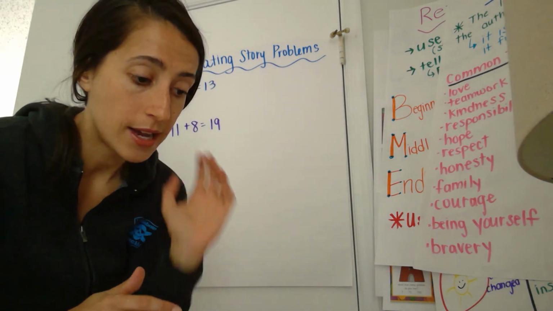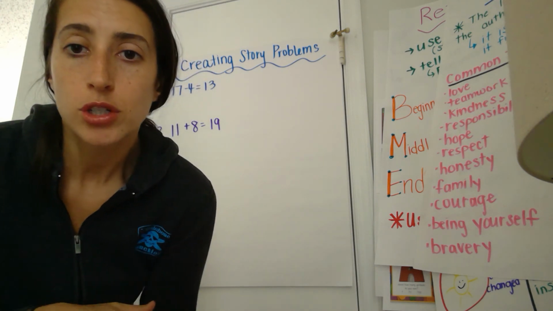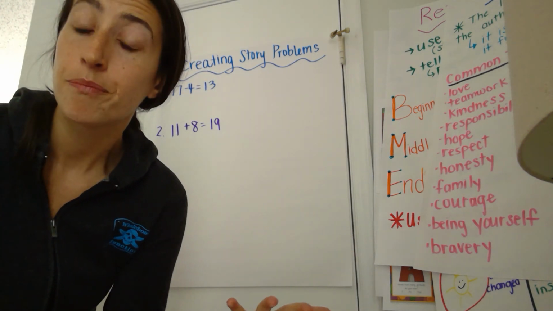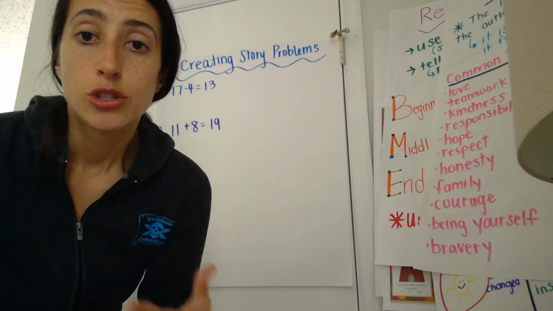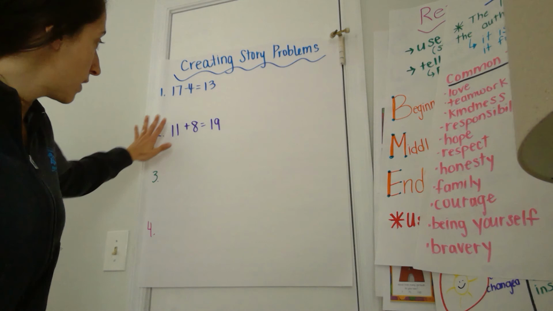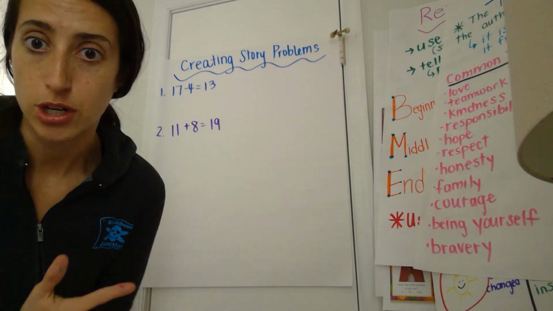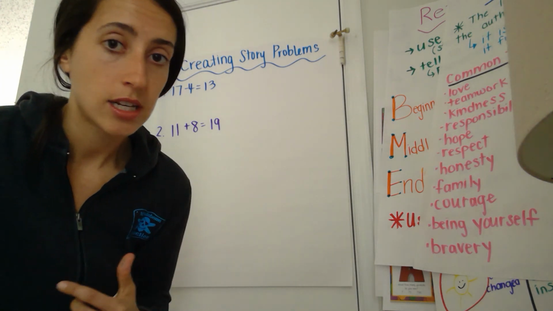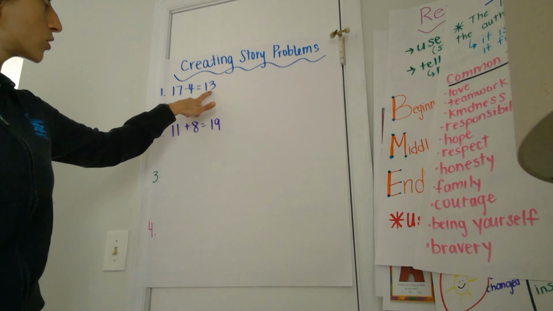Creating word problems is a little difficult. In first grade, we tend to give them pictures or equations to work off of. So I've gone ahead and written two equations. We're going to practice first and then we'll do two from pictures. So let's look at number one. It says 17 minus 4 equals 13.